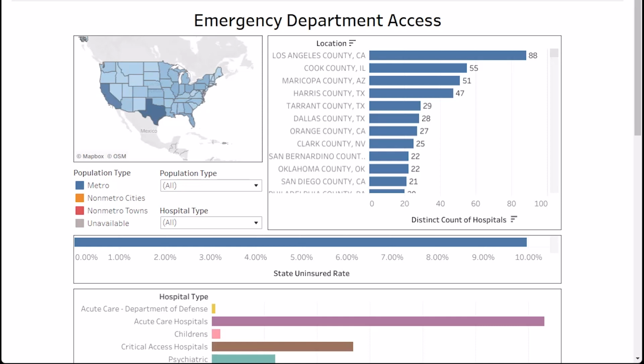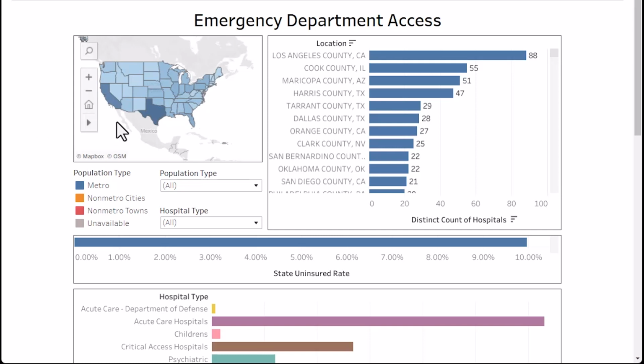In this video, we're taking a look at emergency department access. So in the upper left-hand corner, you can see the map of the United States that's color-coded, where the darker shades of blue represent those states that have a higher number of hospitals, and the lighter shades of blue represent those states with lower numbers of hospitals.